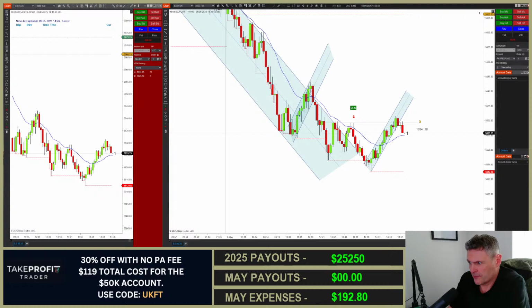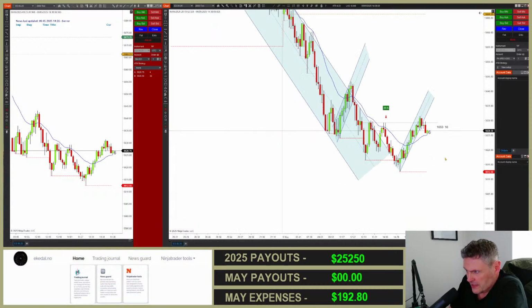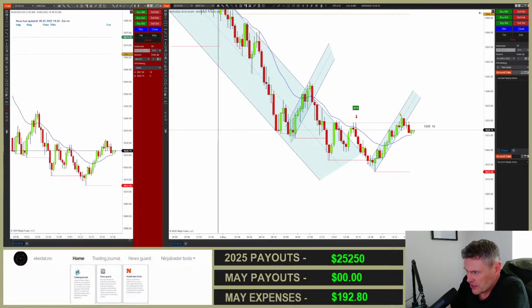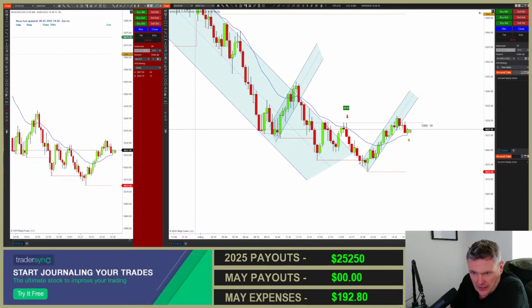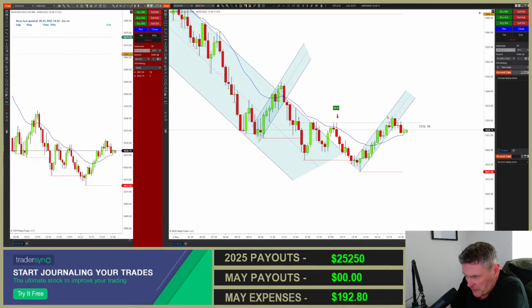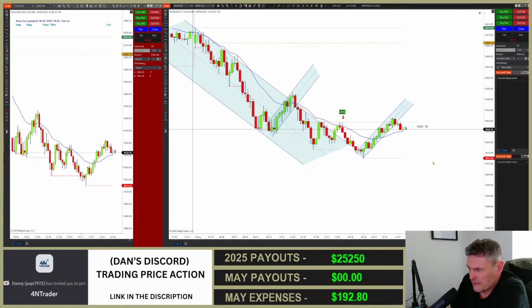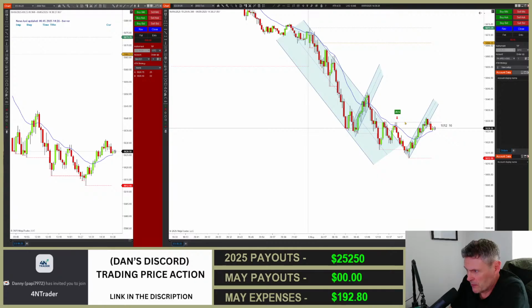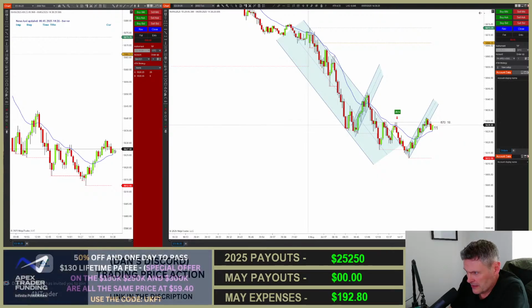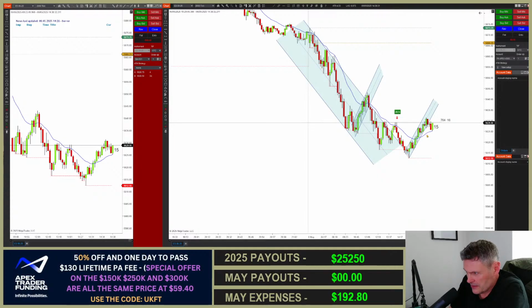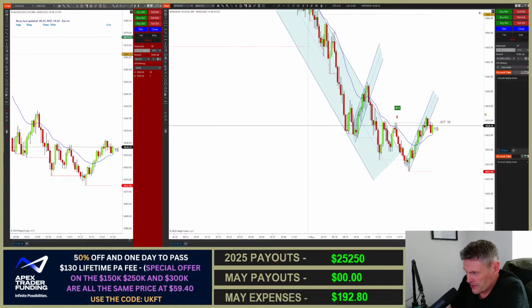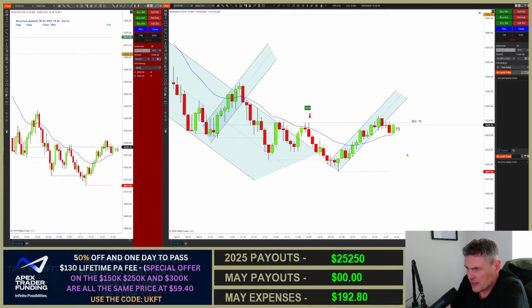So 1, 2, 3. Where is this thing going? So we got a channel there with what looks like a second entry long. Trouble is, we've broken above any possible liquidity here, so I'm just not really in the market for a long trade because there is support there. So I'd rather just stay out of any possible trade here, I think.